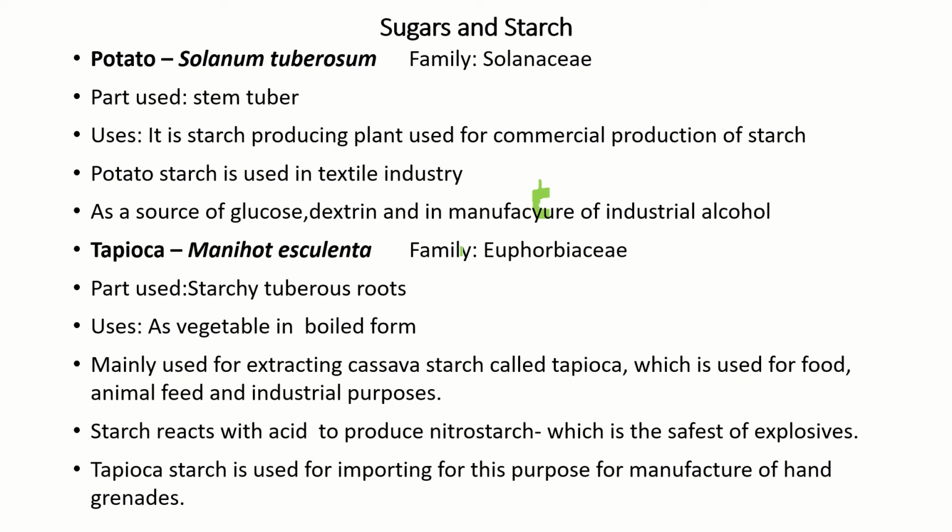Tapioca is another important example of Euphorbiaceae. Manihot esculenta. Parts used are starchy tuberous roots. It is used as vegetable in boiled form, mainly used for extracting cassava starch called tapioca, which is used for food, animal feed, and industrial purposes. Starch reacts with acid to produce nitrostarch, which is the safest of explosives. Tapioca starch is used for the manufacture of hand grenades.